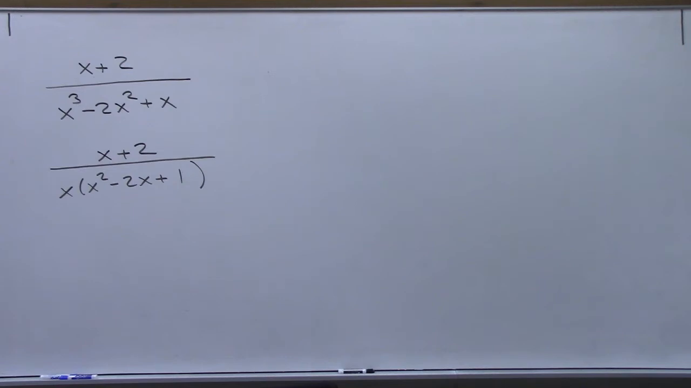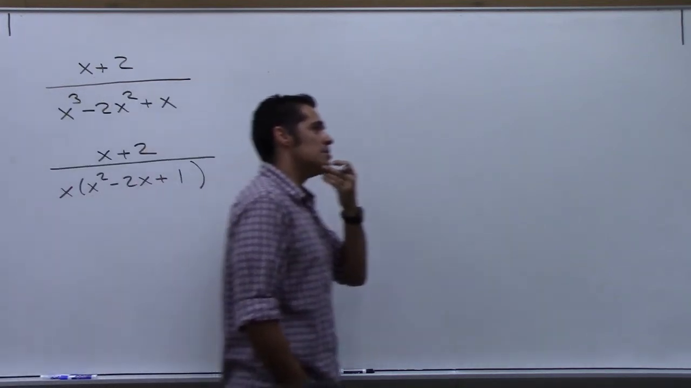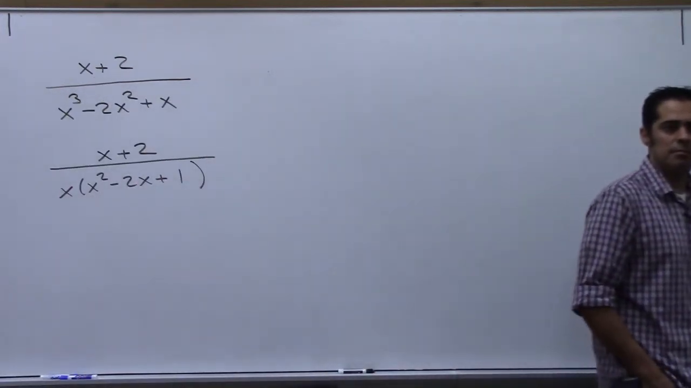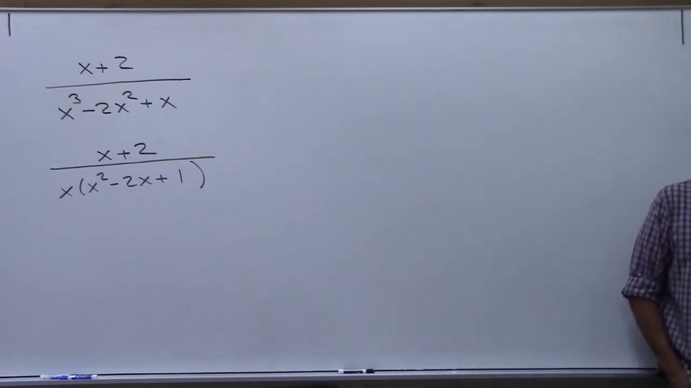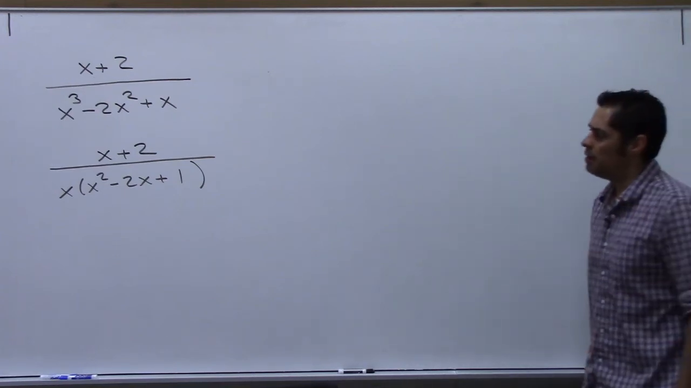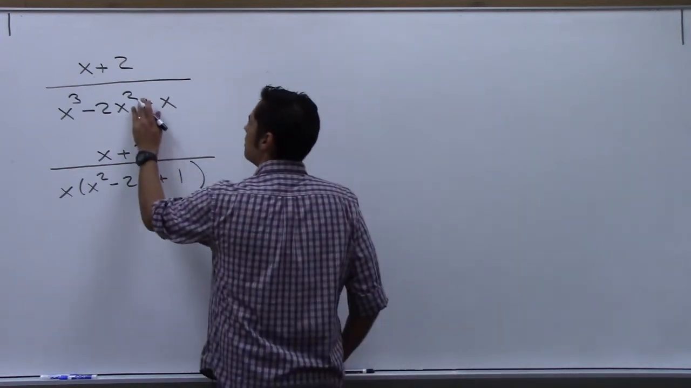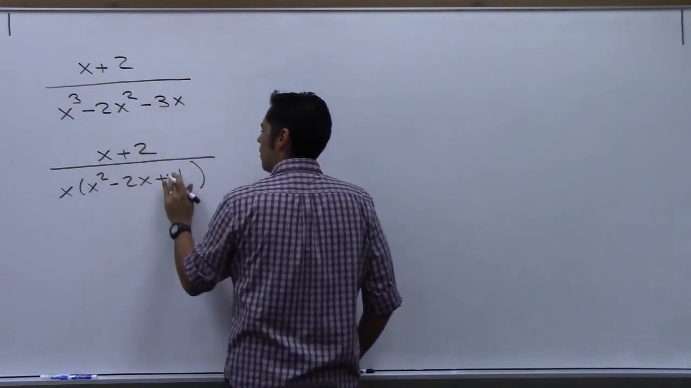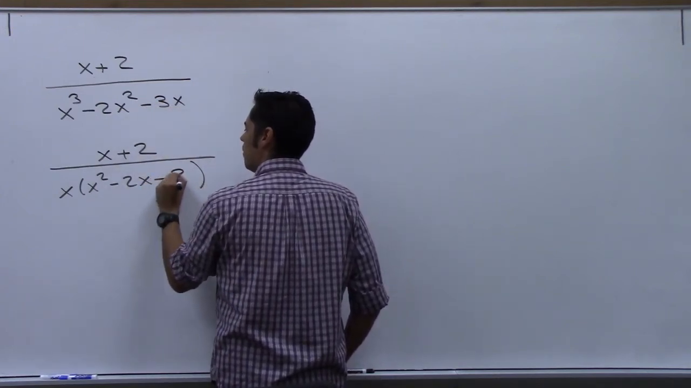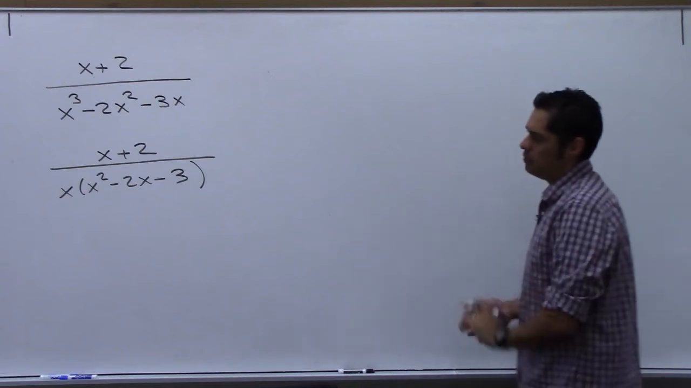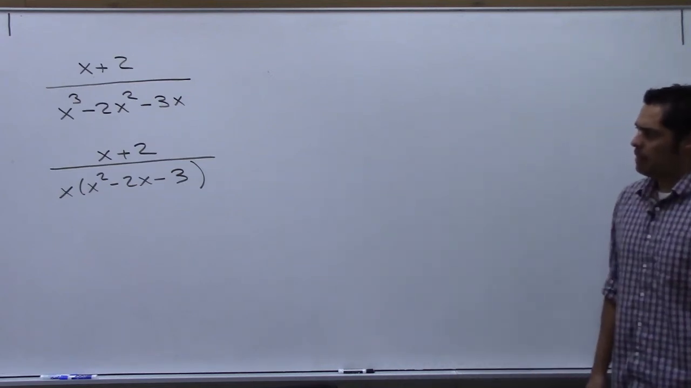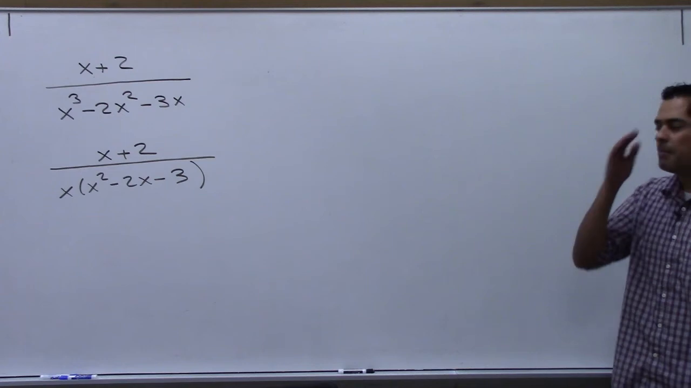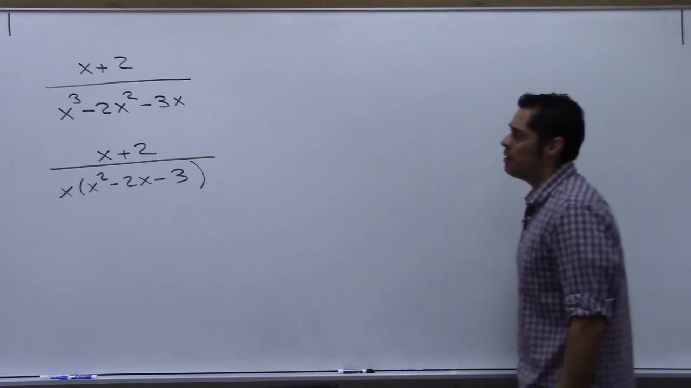Let me ask you, would you like to see one with 3 distinct linear factors, or are you ready for the next level? You want to see one with 3 distinct linears? Okay, then let me change the problem a little bit. Make this minus 3x right here. Everyone see the change?